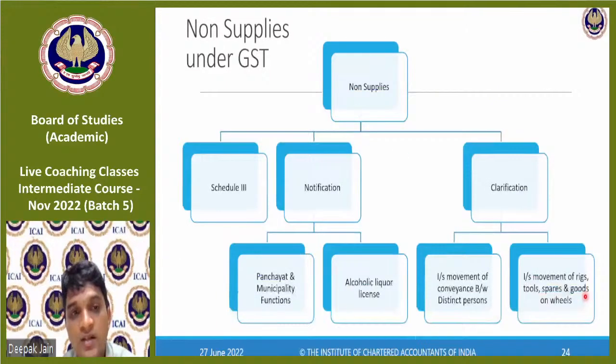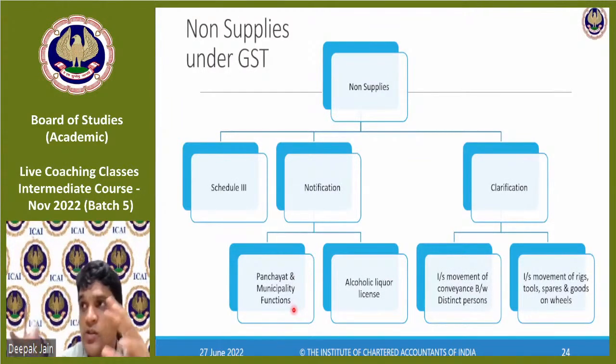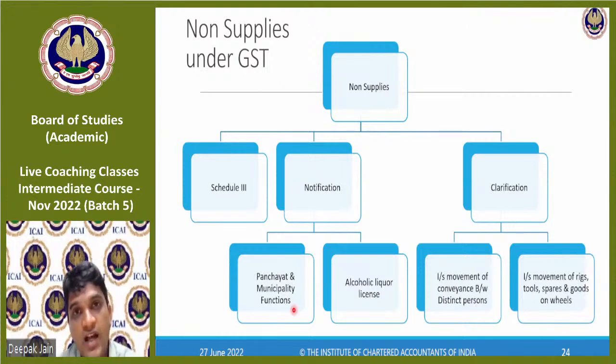Now, what are the non-supplies under notifications? They have said that panchayat and municipality functions, any activities done by the government or authorities as a municipality function or a panchayat service, are covered. In Bangalore, we have the Bengaluru Mahanagara Palike, which does the municipality services of upkeep of the roads, cleaning the garbage and other things. Those services, and panchayat services by small villages, are not liable to GST. They are exempted through a notification. Also, alcoholic liquor license. So, alcoholic liquor is outside GST.